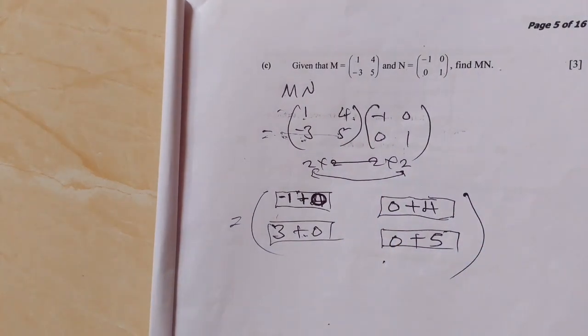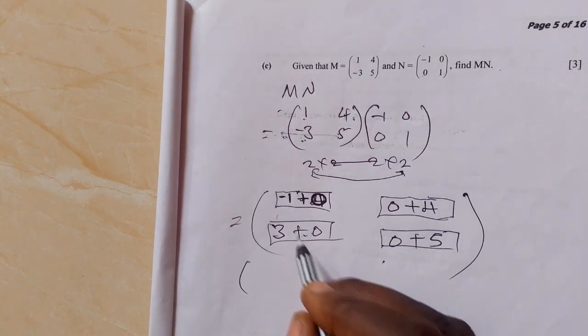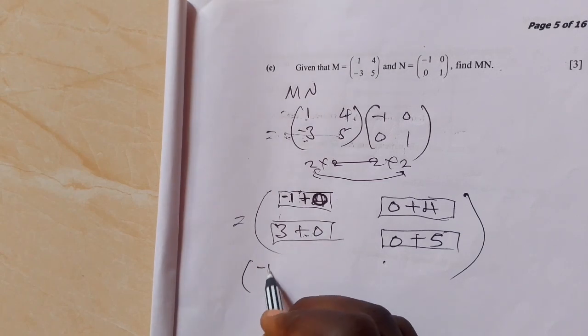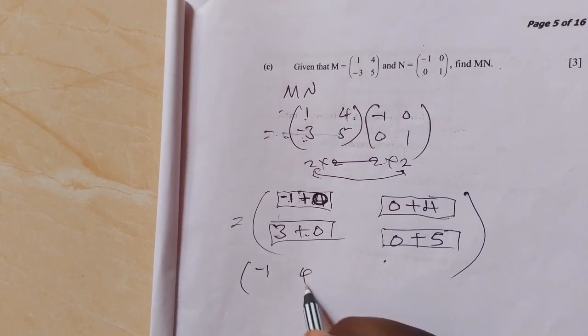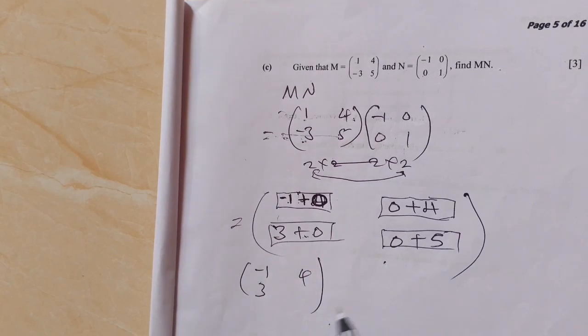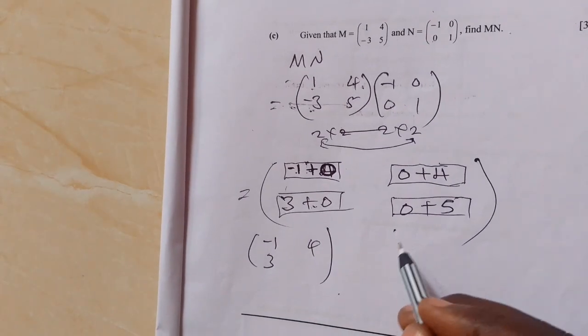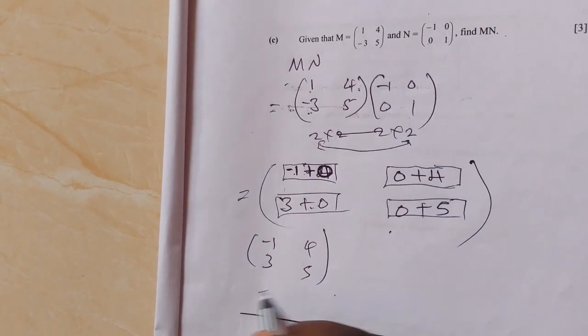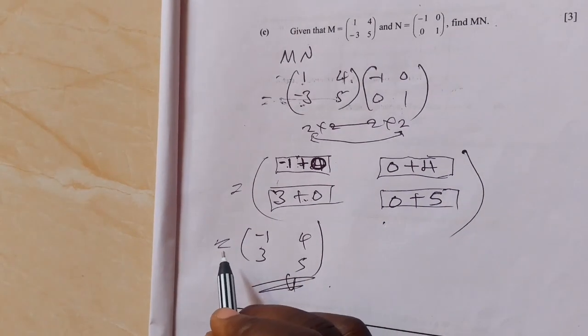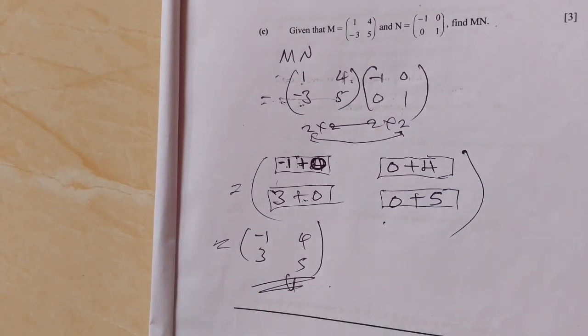That is 5 there. So therefore you have the final answer now, which is negative 1 plus 0, that is negative 1. 0 plus 4, that is 4. 3 plus 0, that is 3. 0 plus 5, that is 5. And this is your answer here. Your final answer there. This is not so difficult. It's just as simple as it is.